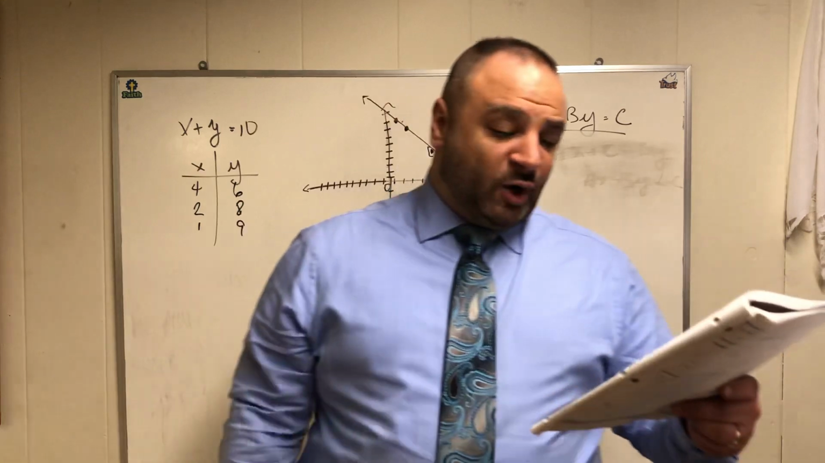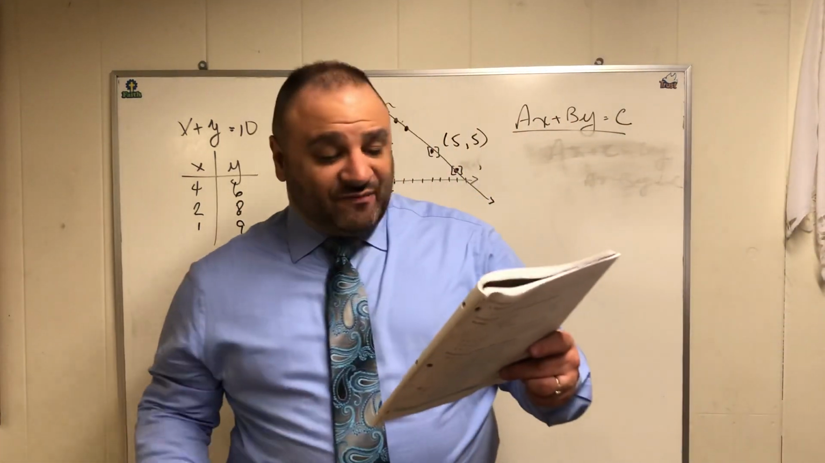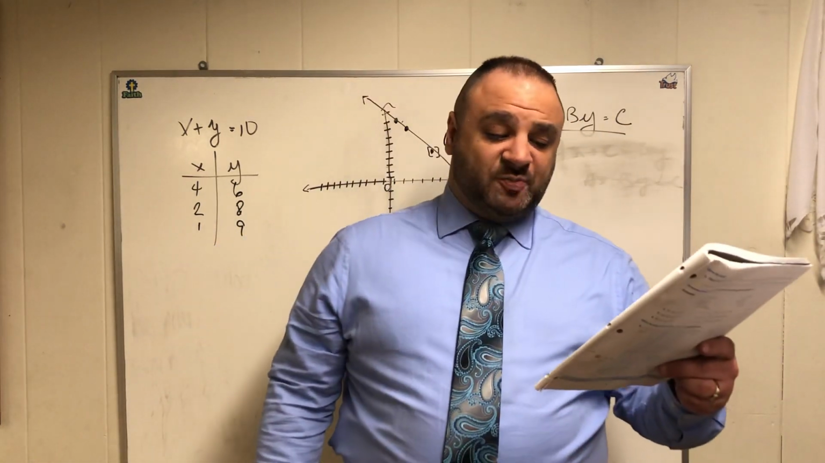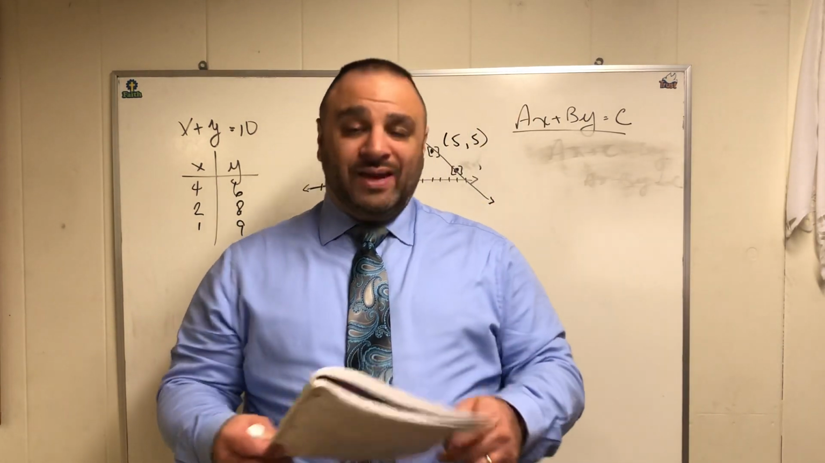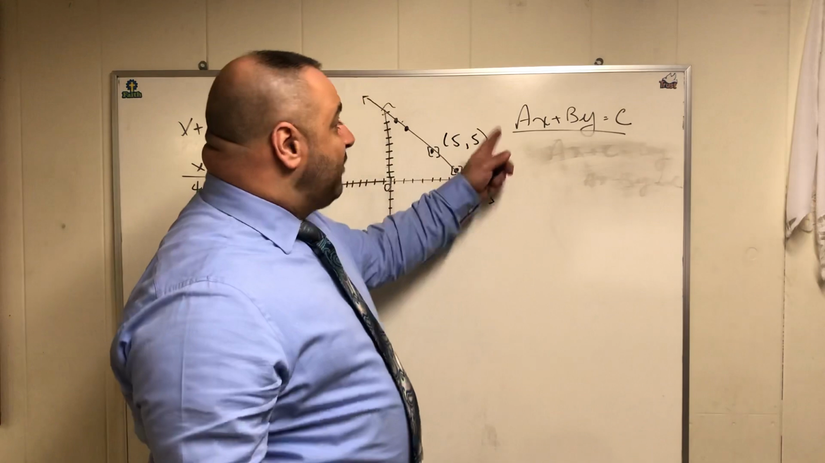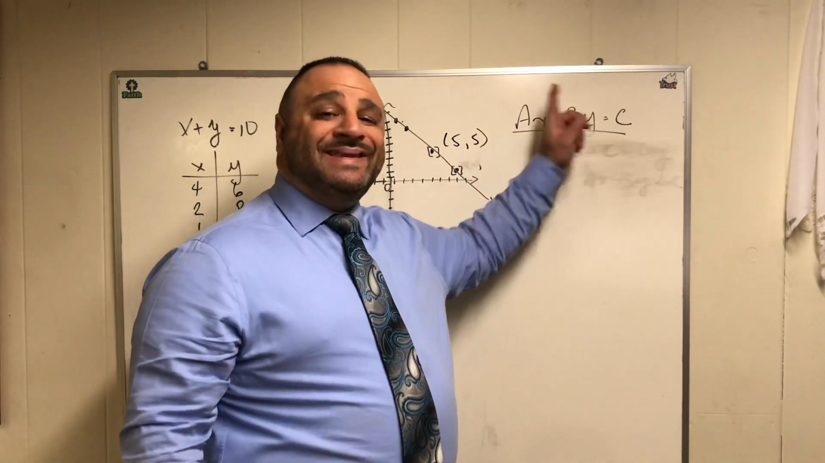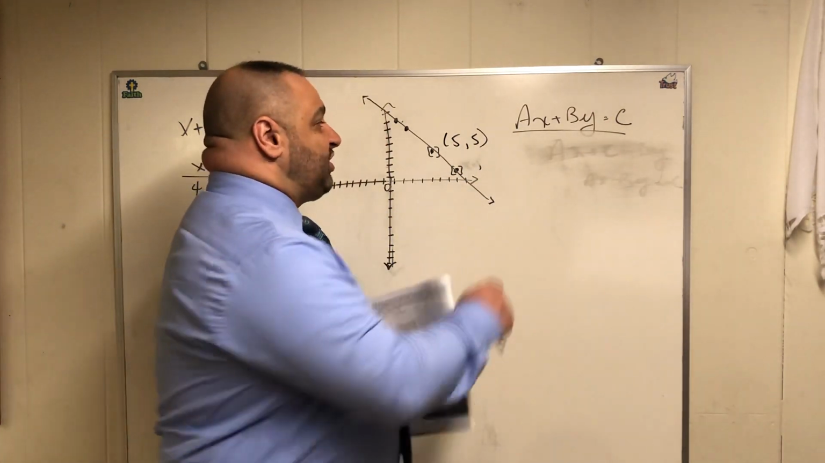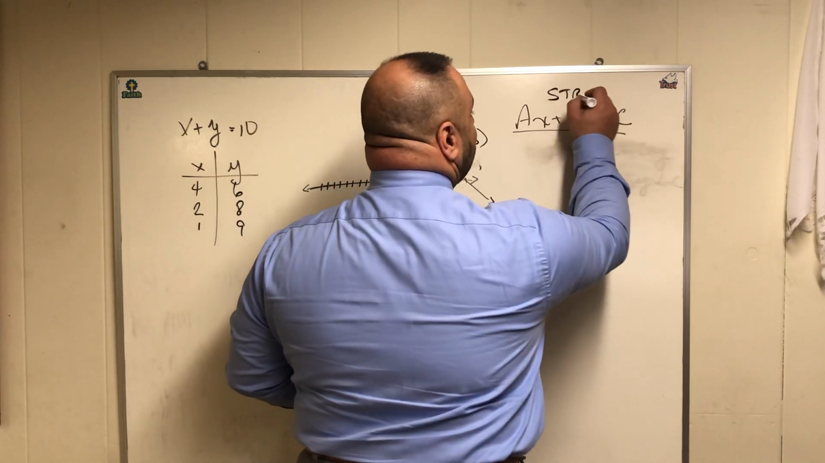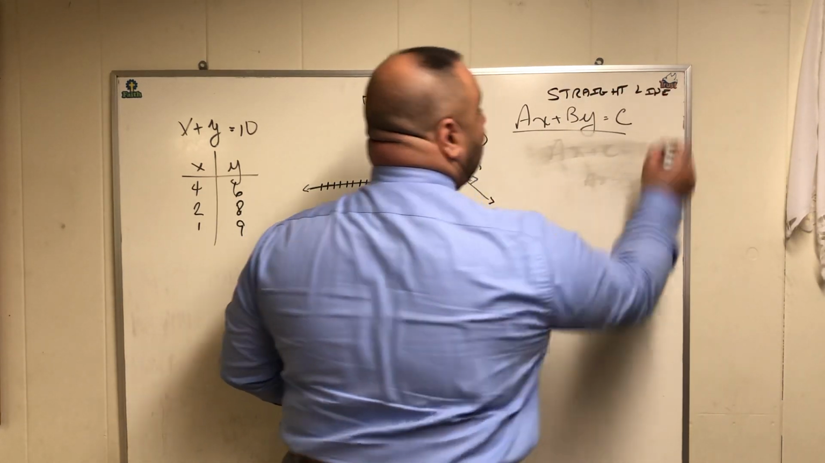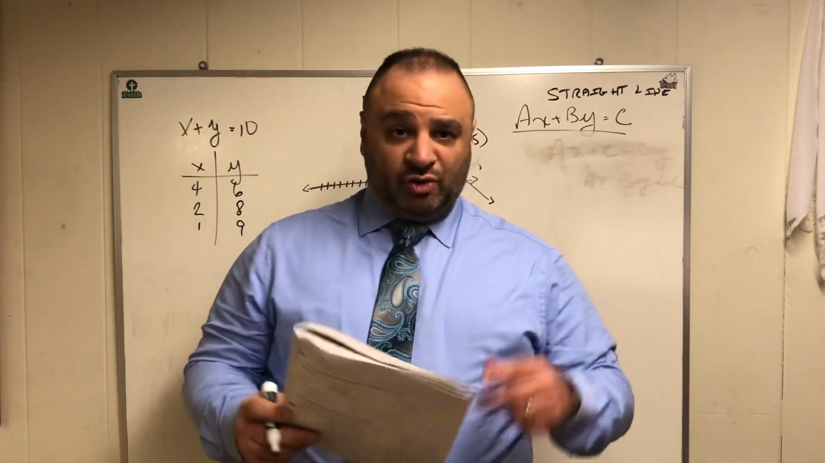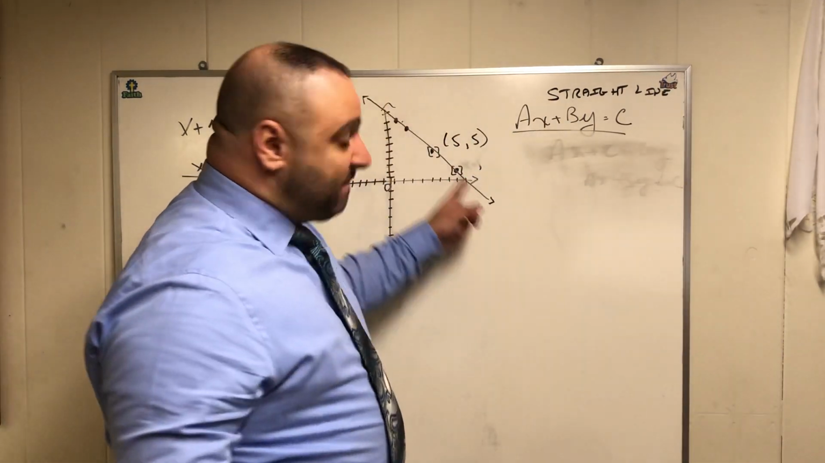Now, it brings me to Theorem 106. The graph of an equation in the form of ax plus by equals c, with both a and b not equal to 0, is a line. So both a and b cannot be 0. So this is the graph of a straight line. Okay? So the graph of this equation is a straight line.